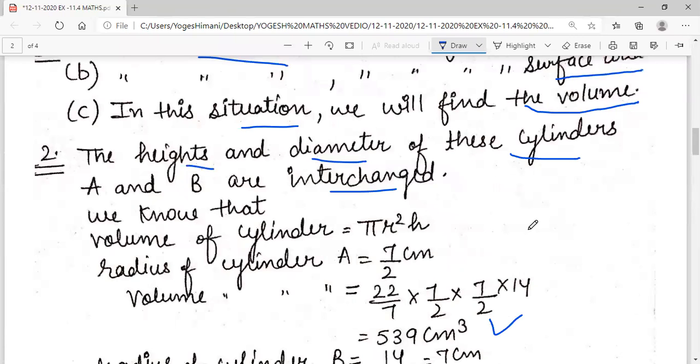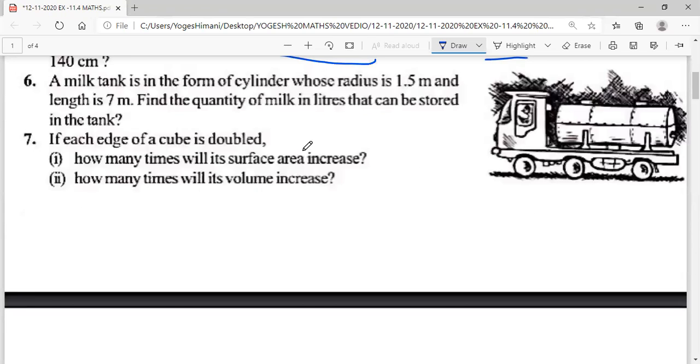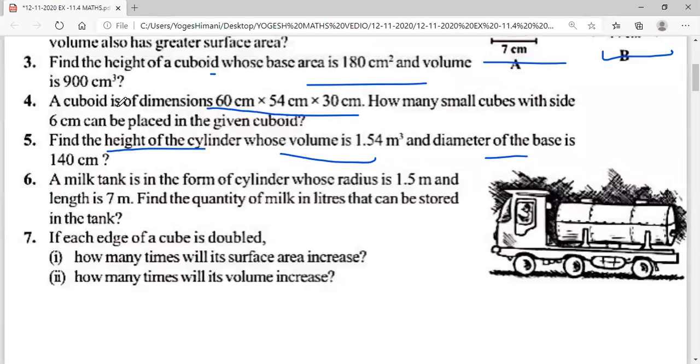Okay, students. So the next question is question number 6. In question number 6, you can see that a milk tank is in the form of a cylinder. This is the milk tank, yes or no? So this is the milk tank whose radius is 1.5 meter and the length is 7 meter. Find the quantity of milk in liters that can be stored in the tank. So we have to find the volume. It is very, very simple. We have the radius, that is 1.5 meter. We have the length, that is 7 meter. We can put in the values, yes or no?